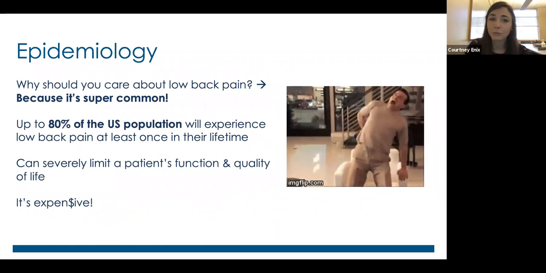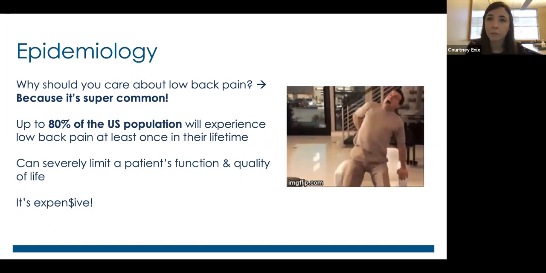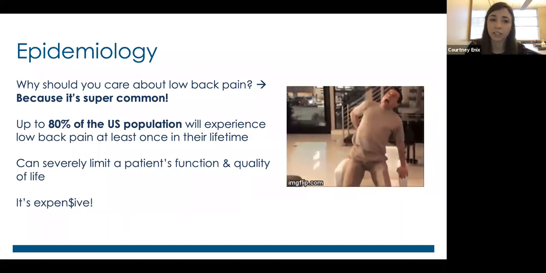So why should you care about low back pain? Because it is super, super common. You will see it if you haven't already seen it in clinic. It is one of the most common chief complaints. I've read in the literature anywhere from the second most common in primary care clinics to the fifth, but it's somewhere in the top 5 to 10. So something you will certainly see.